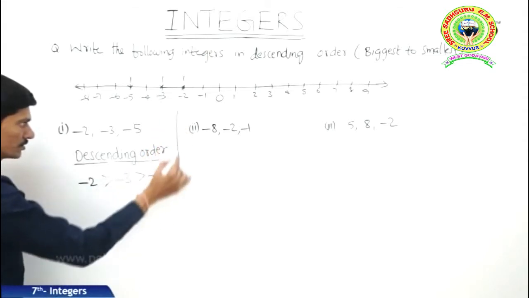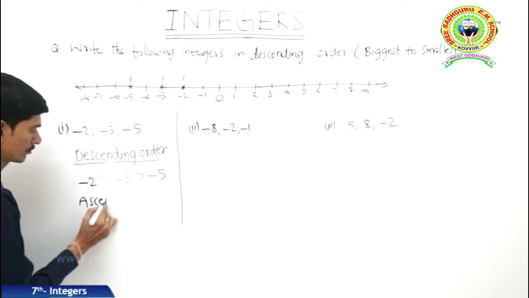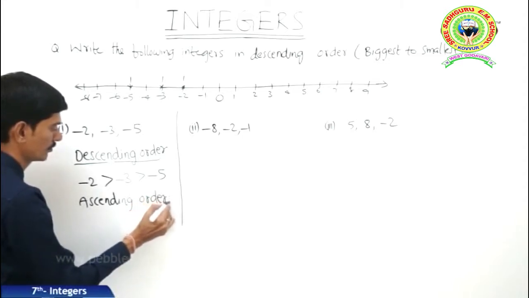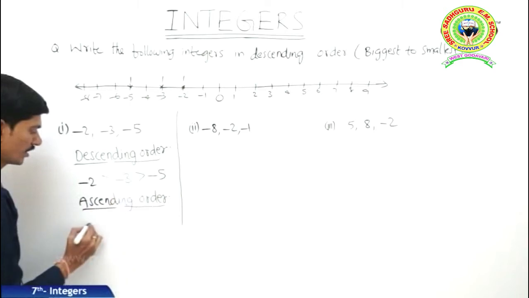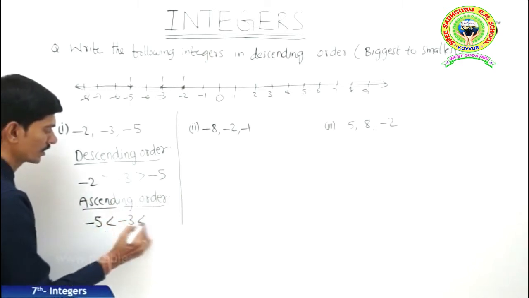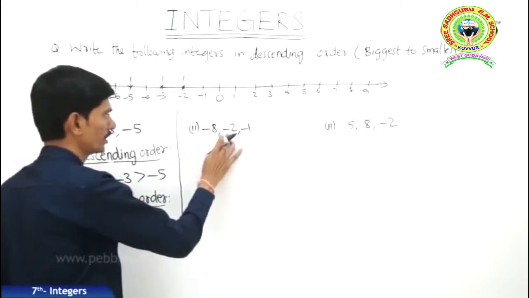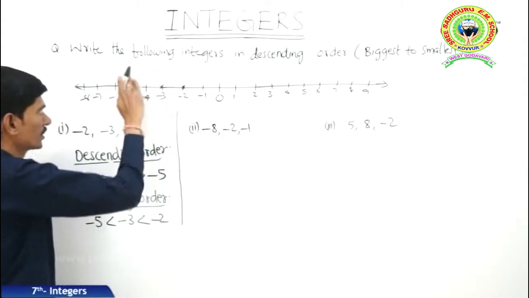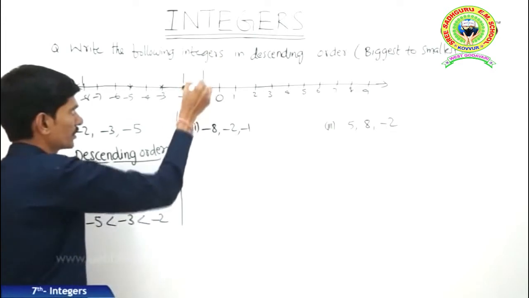So if you write all these integers in ascending order, we get -5 smaller than -3 smaller than -2. And the next question: -8, -2 and -1. So here we mark -8, -2 and -1.